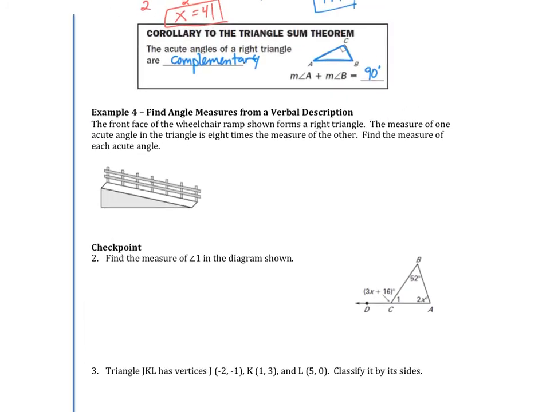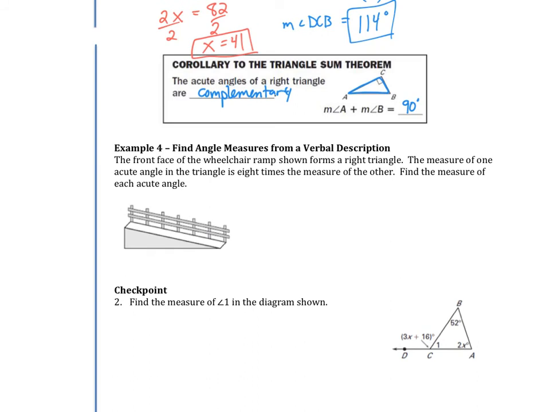So example 4 says, the front face of the wheelchair ramp shown forms a right triangle. So we have a right angle. The measure of one acute angle in the triangle is 8 times the measure of the other. Find the measure of each acute angle. So I'm going to call this the first angle and the second angle. If we don't know the first angle, let's call it x. What do you know about the two angles? We know that one is 8 times the other. So if one angle is x, the second angle is going to be 8 times x.